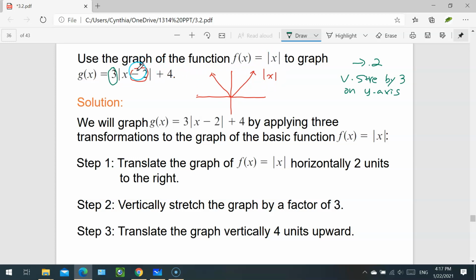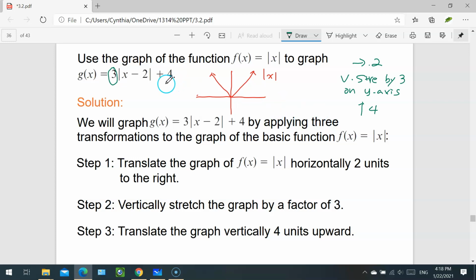Now we start to translate it by looking at the horizontal translation first, which means looking at the inside of the parentheses here. This is minus 2. When you have a minus number inside of your parentheses, that means we deal with a horizontal translation. So minus 2 means go right 2. And then the 3 is multiplied to the outside of the function, outside of the parentheses, the absolute value, the square root sign. As long as the number is multiplied to the outside, that means we have a vertical stretching by 3 on the y-axis. And then go up 4, because it adds 4 at the end.